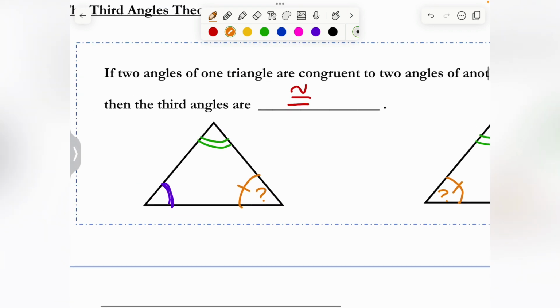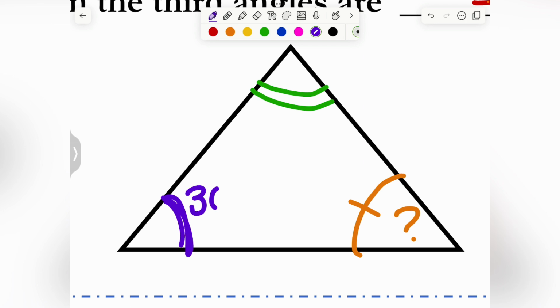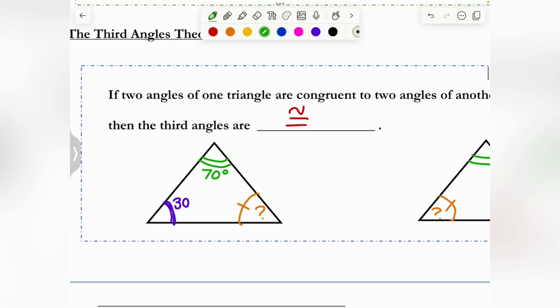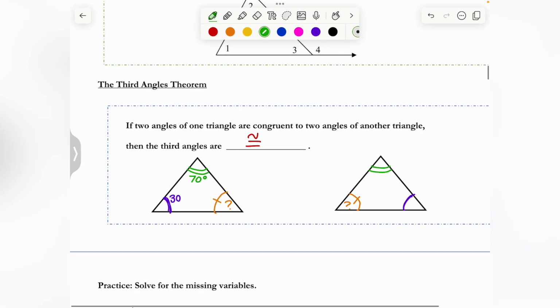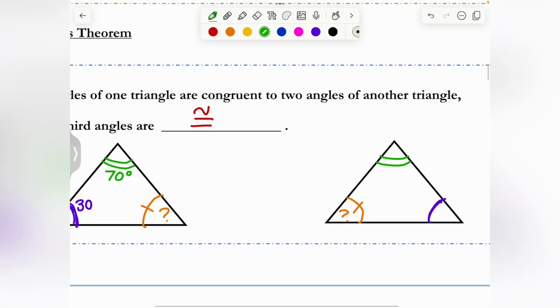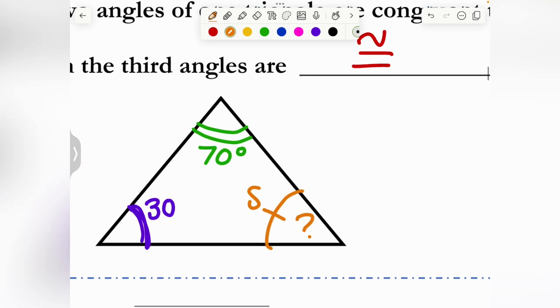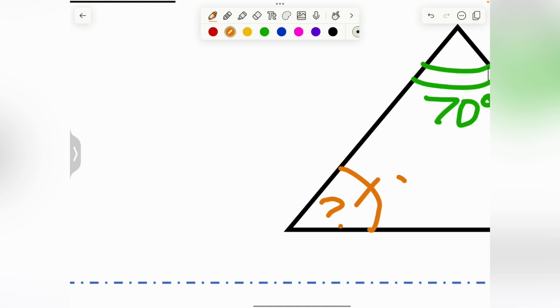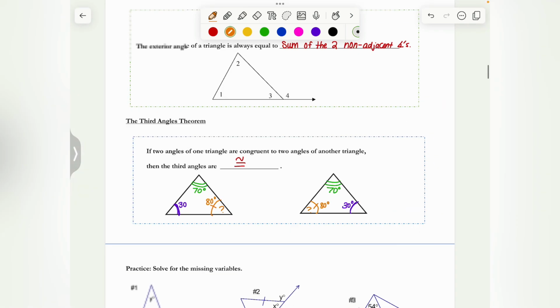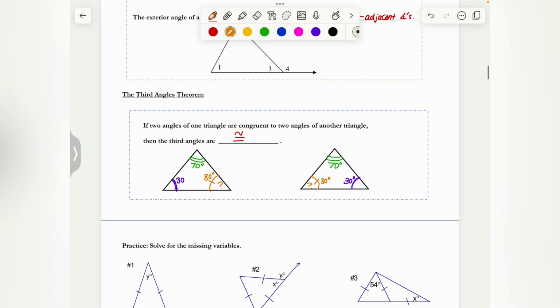Let me show you why. Let's just say this was 30 degrees. And let's just say this one was, I don't know, 70 degrees. Those two add to 100. Okay, just keep that in mind. But with the congruent, if this green one is 70, so is this green one. And if the purple one is 30, so is this purple one. So those add to 100, which means this angle has to be 80, and so does this angle. So the third angles are always congruent if the other two angles are.